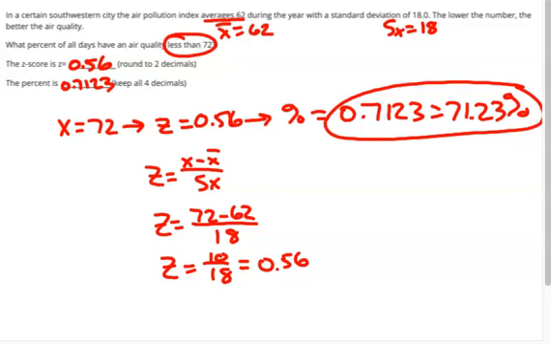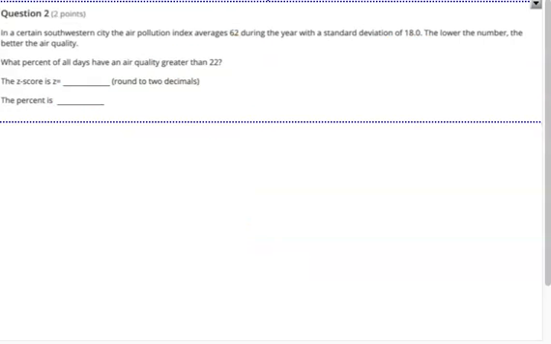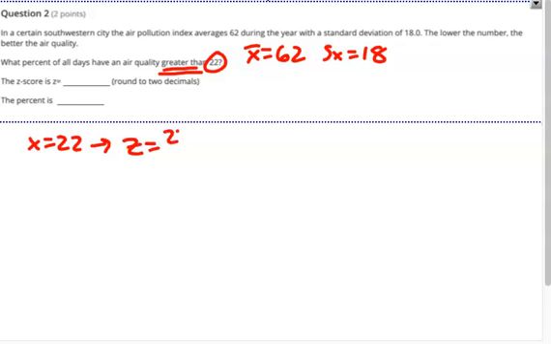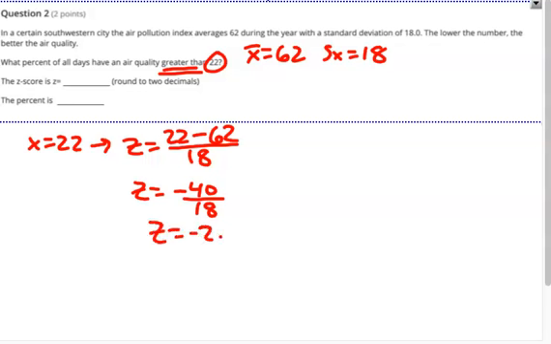Okay, next problem, same setup, X bar is 62, standard deviation is 18. What percent of all days have an air quality greater than 22? So X is 22. Turn that into a Z. 22 minus 62 over 18. Well, that's negative 40 over 18. We get that as a decimal. Z equals negative 2.22. That's our first blank.